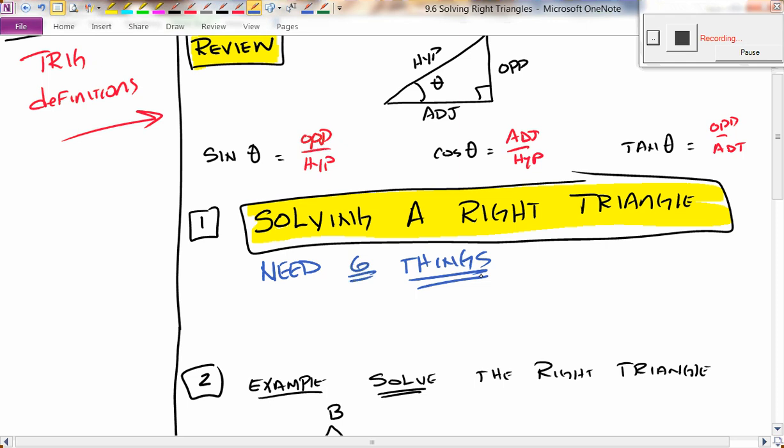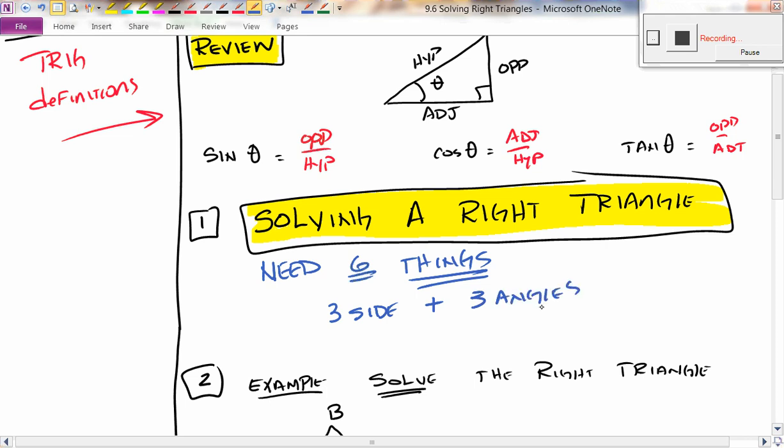Okay, now, if it's a triangle, can you think of what a triangle has that could be part of the things that we need? Sides. How many sides does a triangle have? 3. Ooh, there's half of the things that we need right there. Angles. Yes, you got to figure it out. Whenever you solve a right triangle, you need 3 sides, and you need 3 angles.